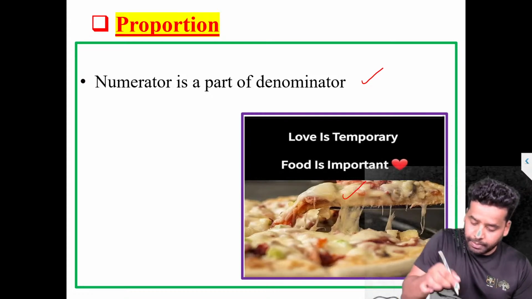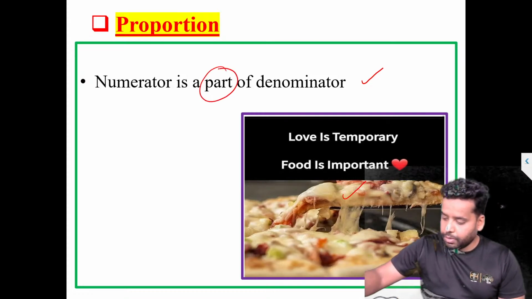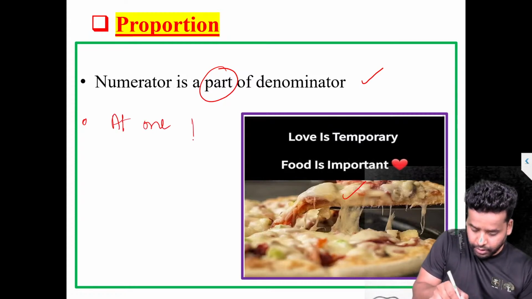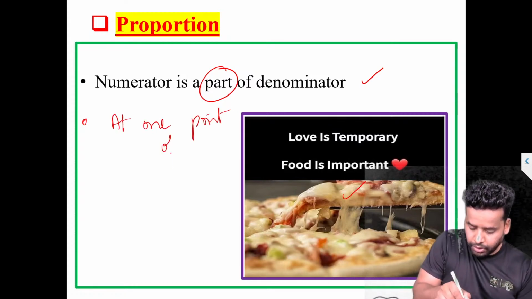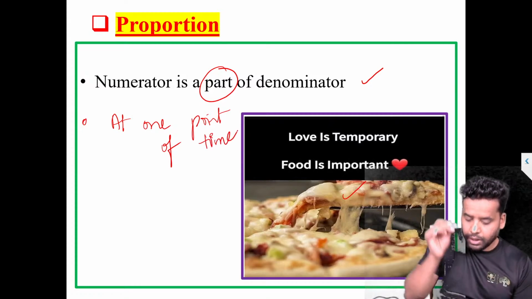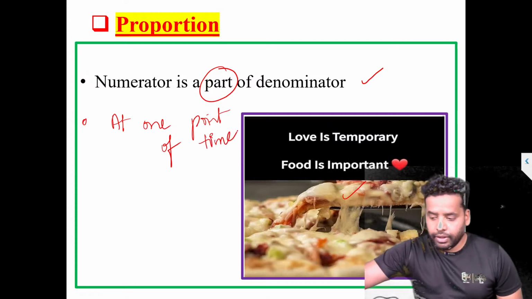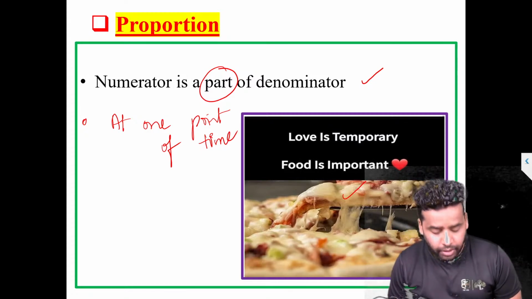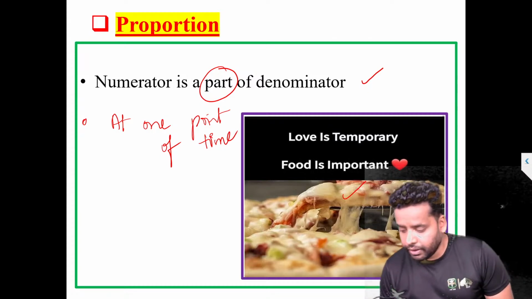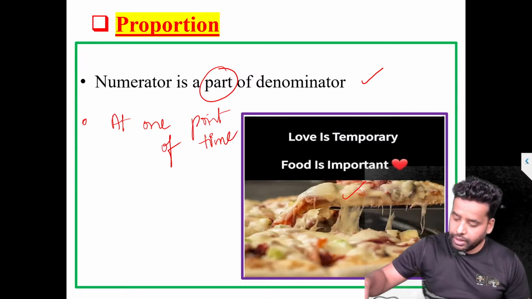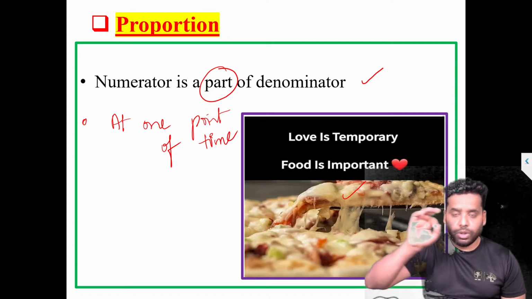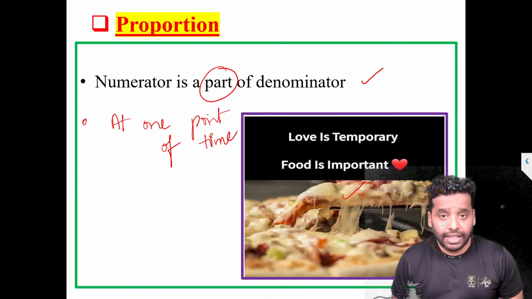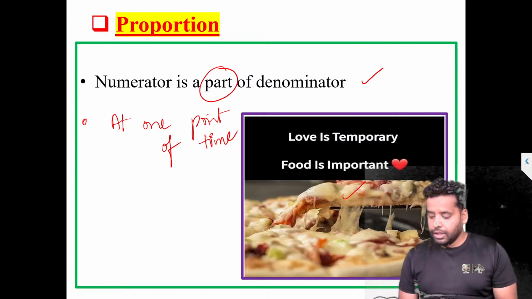Yes, numerator is a part of the denominator, but in proportion, what we do is calculate at one point of time. Like if I go to a class and find how many are having disease at that point of time, if I am doing a study and estimate how many are having disease at one point of time, what is this? Existing cases. What is this? Incidence or prevalence? Tell me, you know the words.